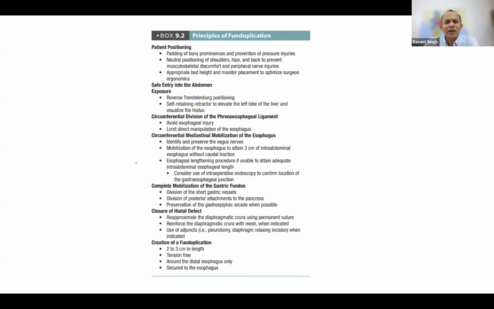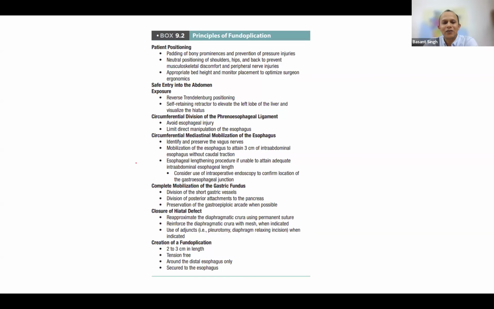These are the principles of fundoplication, and it's the same thing, nothing new in that. The only thing is your fundoplication should be 2 to 3 centimeter around the distal esophagus only, and should be tension free and floppy. The point here is that you should not have a very tight fundoplication, because if you have a tight fundoplication, they will end up with postoperative dysphagia. So this is very important.